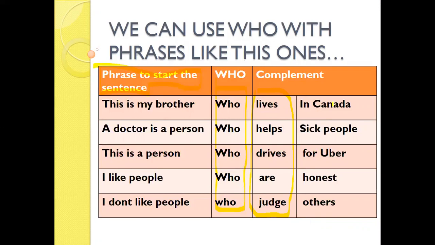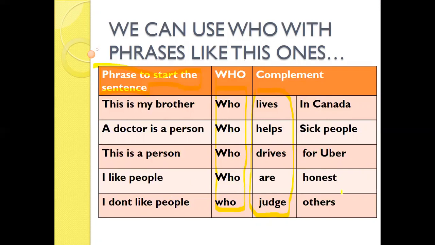This is my brother who lives in Canada. Who lives in Canada. We are giving a characteristic about my brother: he lives in Canada. A doctor is a person who helps sick people. That's his characteristic, that's what he does, that's his job. This is a person who drives for Uber. In this case, we're also giving an example of what this person does.